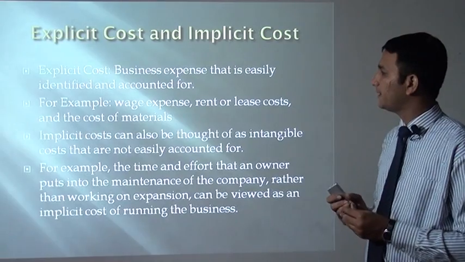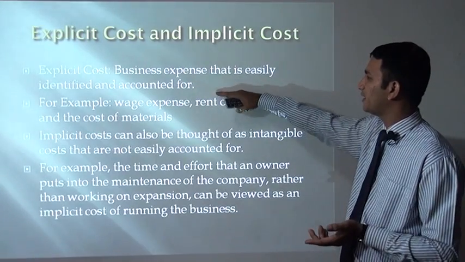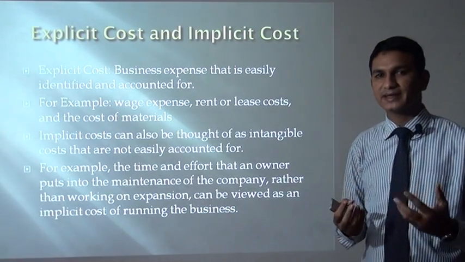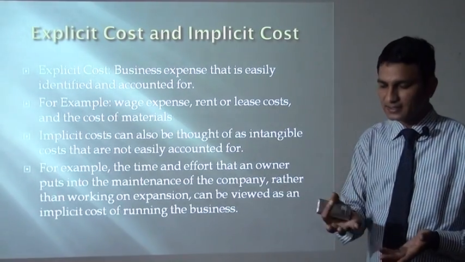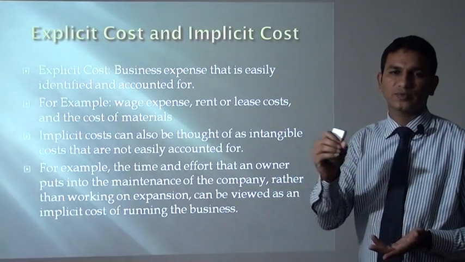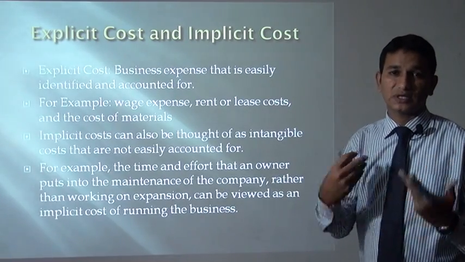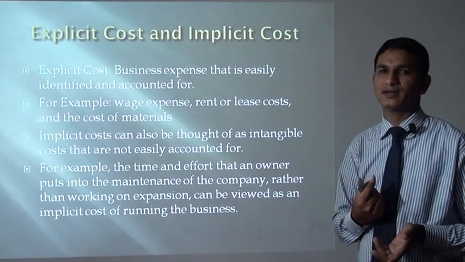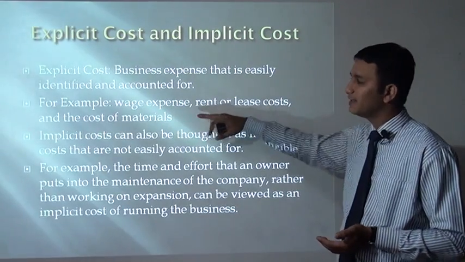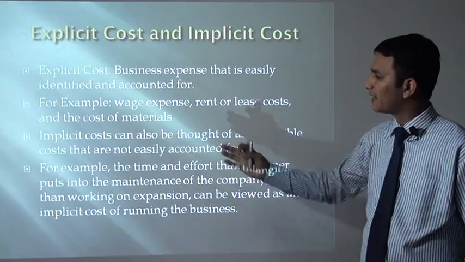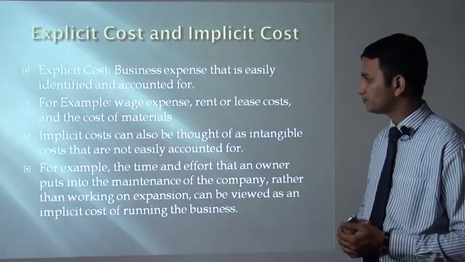Now, explicit cost and implicit cost. Explicit cost means a business expense that is easily identified and accounted for. A person can easily identify that particular cost. For example, if I am running an industry, I can easily find out that I have to pay the electricity bill, I have to pay salary to my employees, and I have to pay for purchasing material. For example wages, expenses, rent, lease cost and cost of material, these I can easily identify, so that cost is called explicit cost.